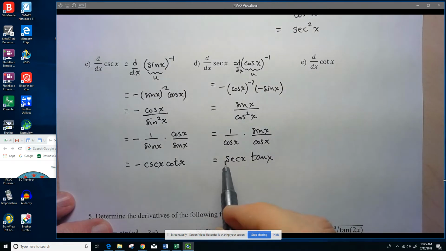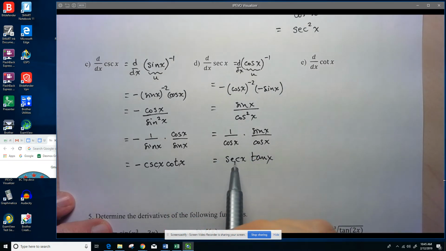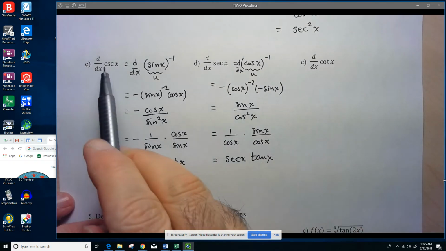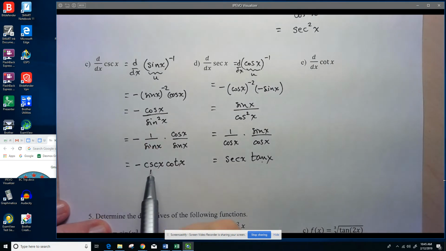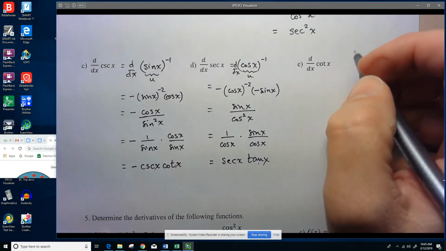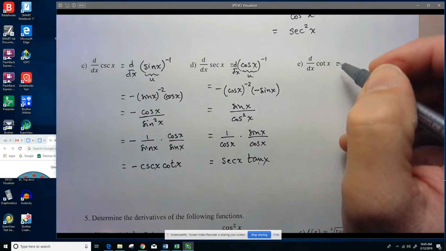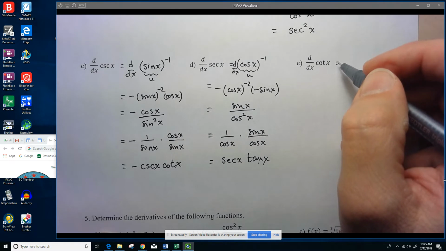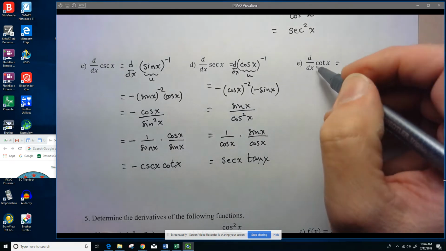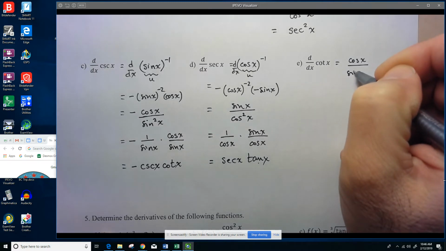So we're seeing a bit of a pattern here. The function again repeats itself, except this time it multiplies tan, as opposed to cosecant, which repeats itself and multiplies cotangent. All right, and the last one here is going to be the derivative of cotangent of x, and not surprisingly, I could write this as the derivative of 1 over tangent, but I'm just going to stick with cos x over sine x.